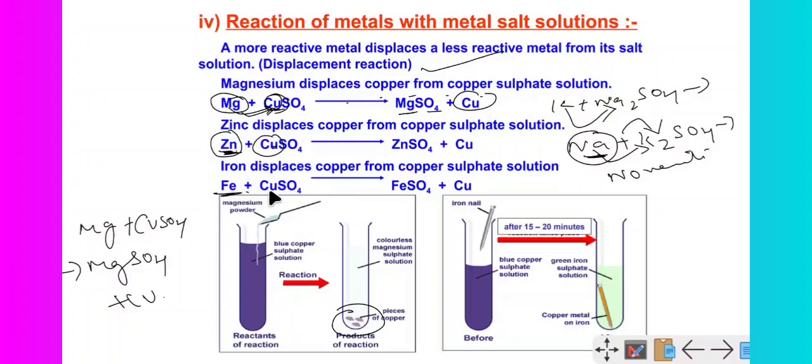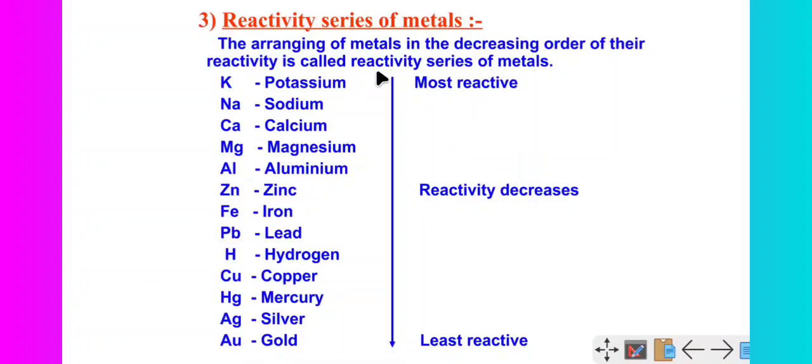Okay, so what happens if you dip an iron nail into the blue copper sulfate solution? Iron displaces copper from copper sulfate and iron sulfate is formed. So this is the case. Okay, fine. Moving on.